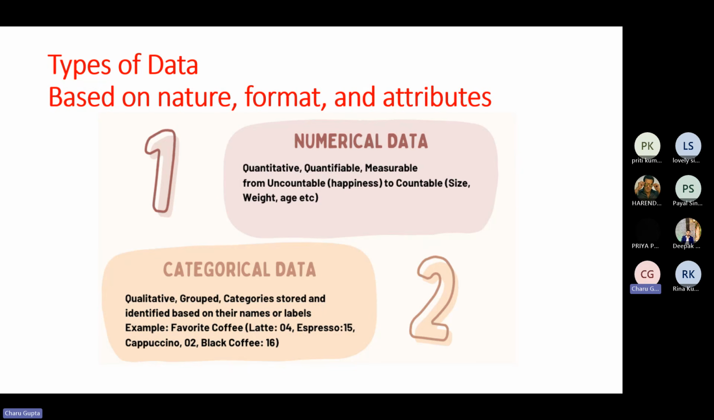We can have numerical data, which can be quantified and can be measured. Then we have categorical data, which is grouped into categories like different types of coffee, different types of tea. This is basically qualitative, meaning it does not have any numerical value associated with it. But yes, we can convert this categorical or qualitative data into numeric form. We can always convert it, but when we collect it, it is not in numeric form.